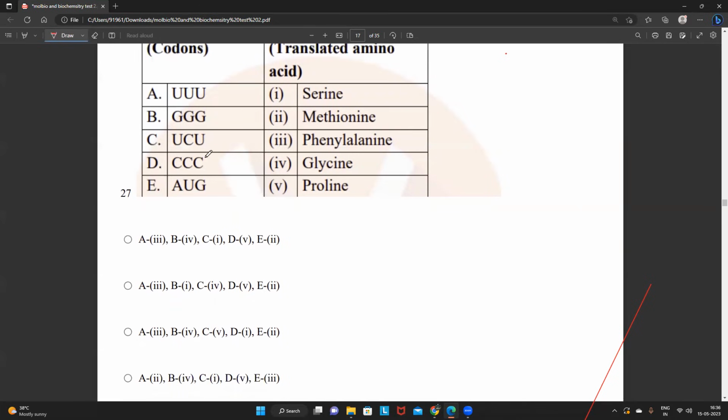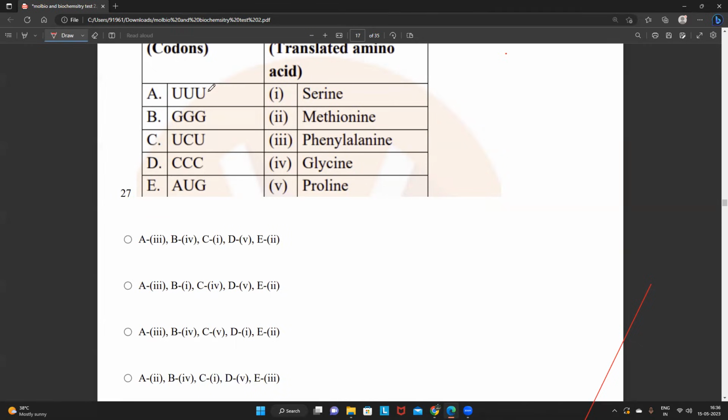AUG. What does the AUG code for? This is the only thing you people know. What does AUG actually code for? AUG codes for methionine. Can anyone very quickly tell me what this particular U codes for?